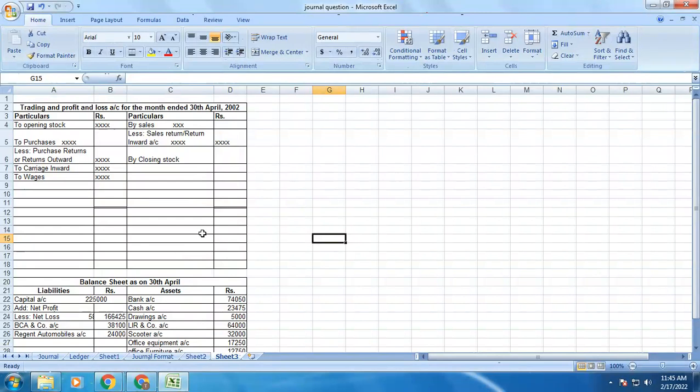Okay, so please note this down. This is a standardized format, and information in the trial balance and the question will be given to you in a manner which will make it possible for you to write down or complete this format. So the first thing is opening stock.